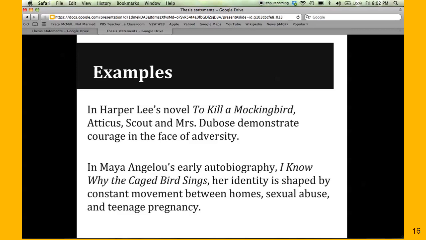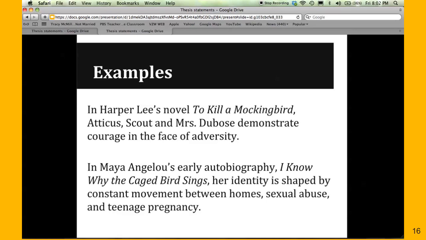And the first example thesis statement is taken from an essay written about To Kill a Mockingbird. Students were asked to analyze the theme of courage and to select 3 characters from the novel that they felt really demonstrated courage in the face of adversity. So here's the thesis statement for that essay. It reads, in Harper Lee's novel, To Kill a Mockingbird, Atticus, Scout, and Miss Dubose demonstrate courage in the face of adversity.